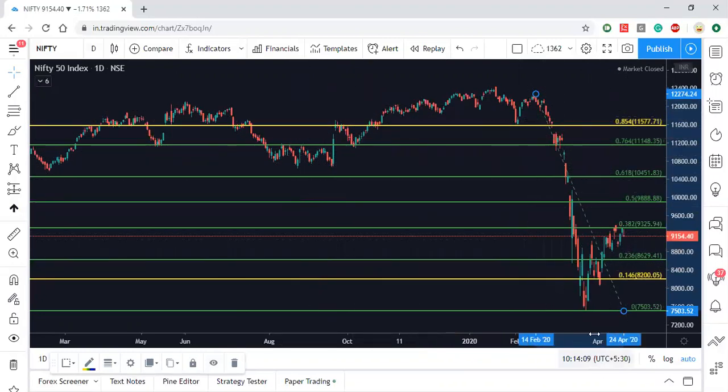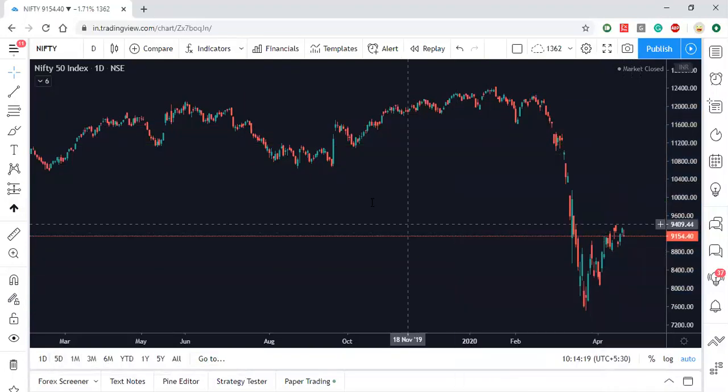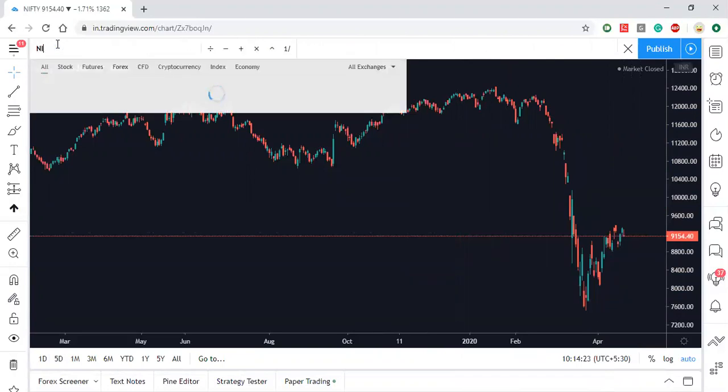So in terms of the trend, we are still in a downward trend. The trend has not yet changed to a bullish trend. It's just that right now what we're seeing is a correction. Okay, now let's move to Bank Nifty and check what's happening there.